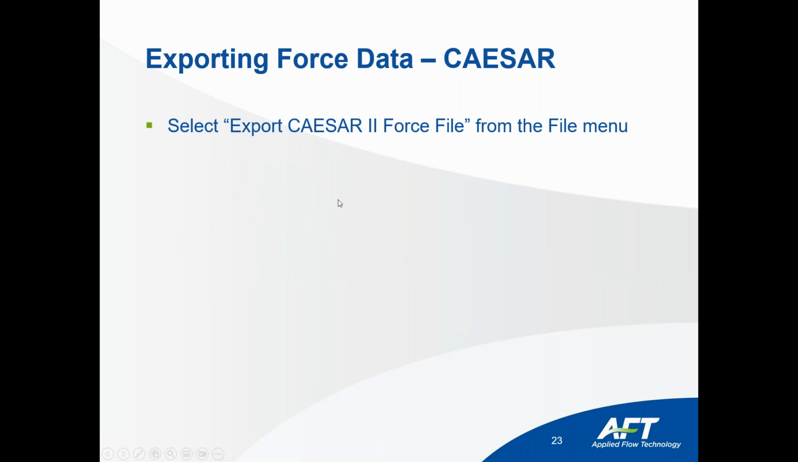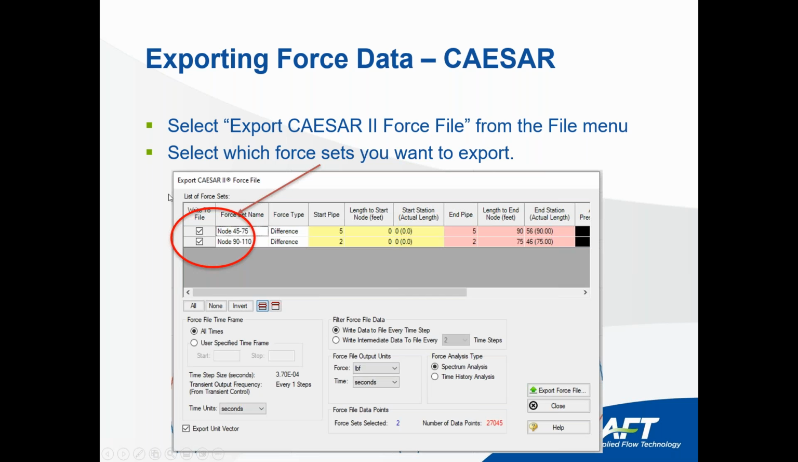So first, in Impulse, to export the force sets, the force generated by the pressure surge, we select export Caesar2 force file from the file menu. We select the force sets that we want to export. So here we indicate the ones we want to export to.